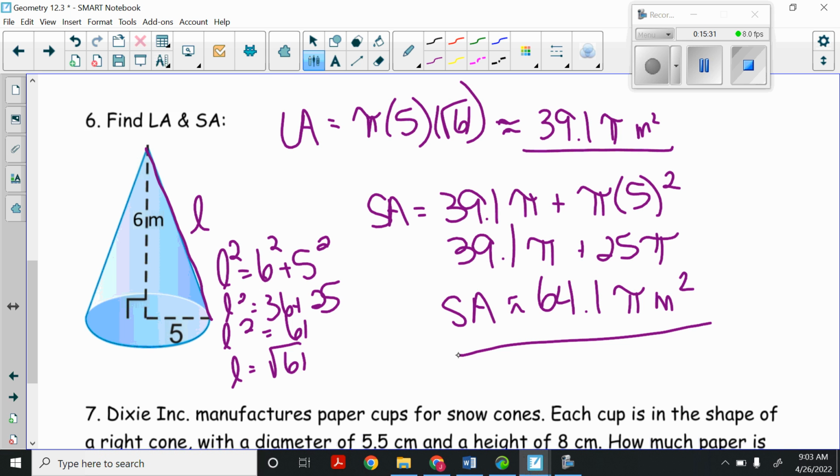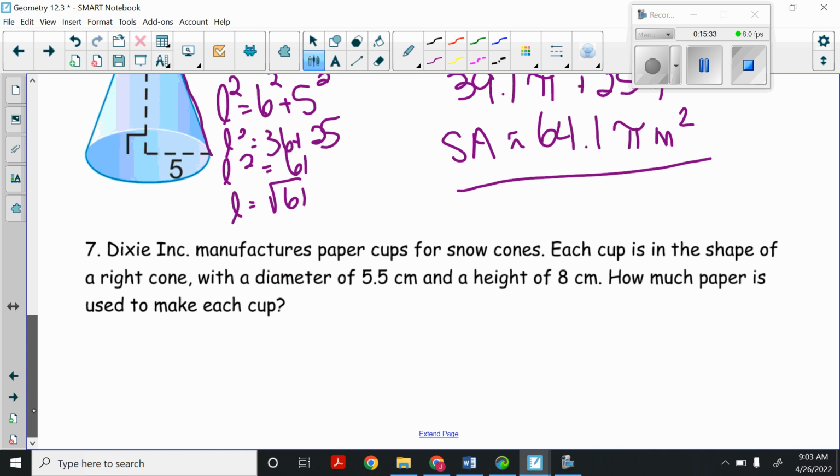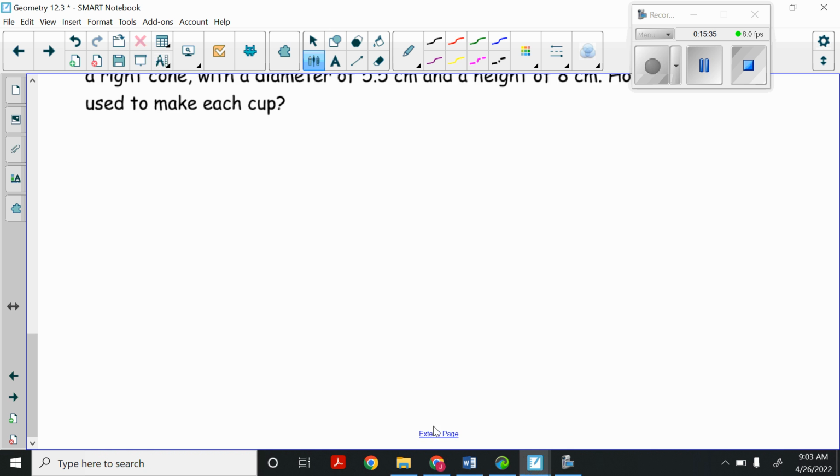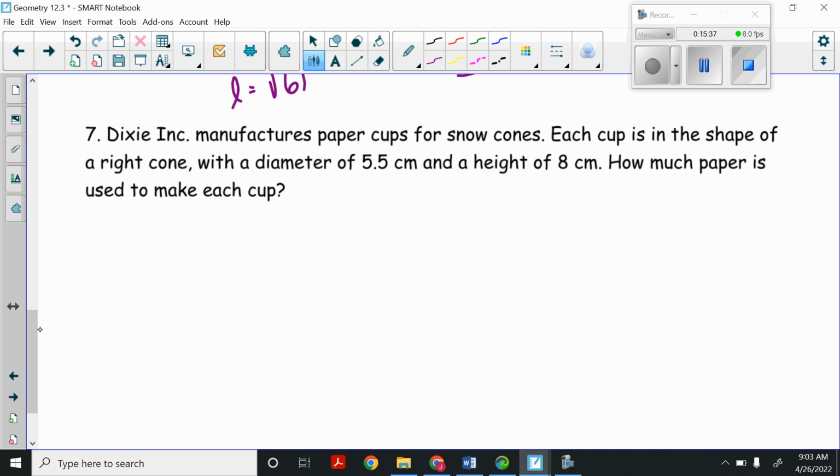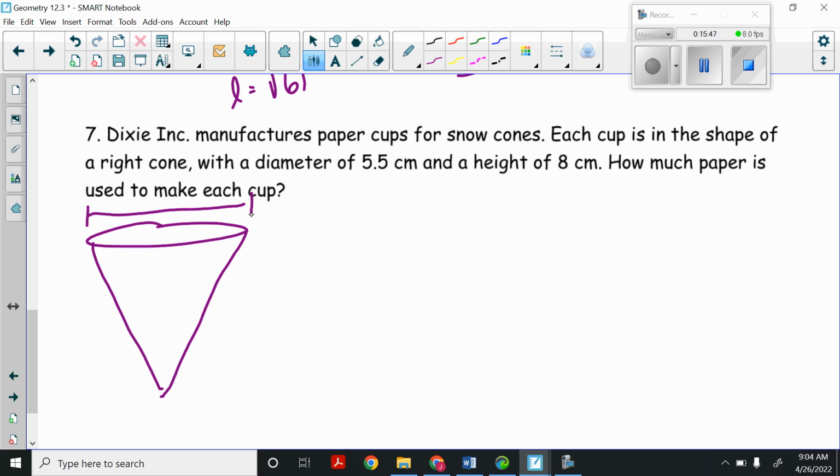So now we're going to look at a word problem. It tells me that Dixie Incorporated manufactures paper cups for snow cones. Each cup is in the shape of a right cone. So I'm just going to draw the picture of that because I'm a very visual person. A diameter of 5.5 all the way across. So my radius is going to be 5.5 cut in half. So that radius is 2.75. And a height of 8. So they're giving me the height of 8.